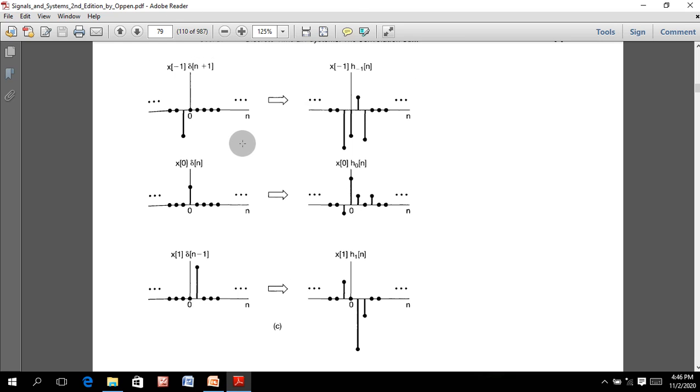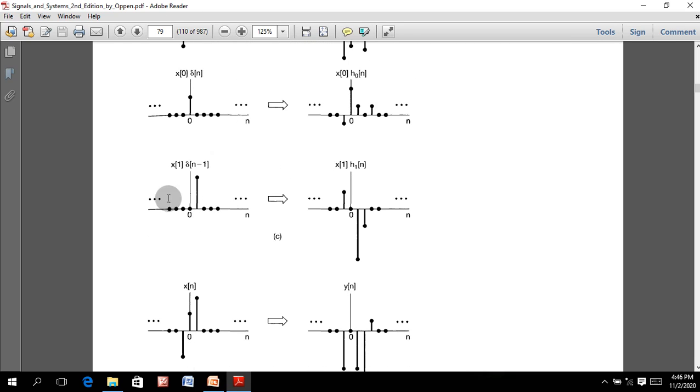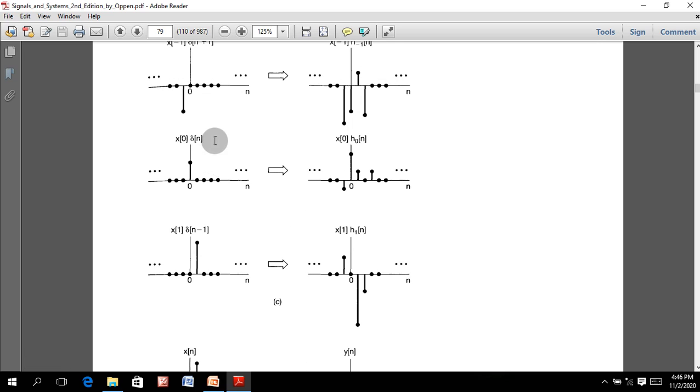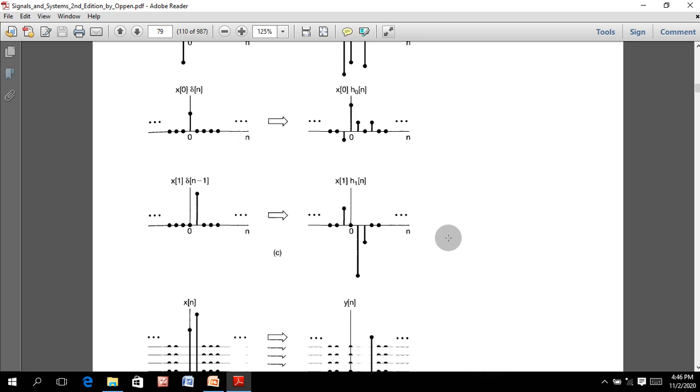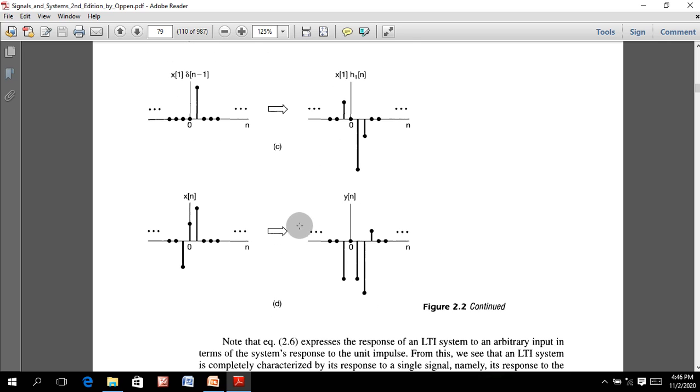So first of all, we decompose this x of n into three different signals. We'll get the output individually of each and every signal. Then we add all these up and we'll get this output signal y of n. Just because it's a linear system and also a time invariant system, we'll get this result. So this is the first realization.